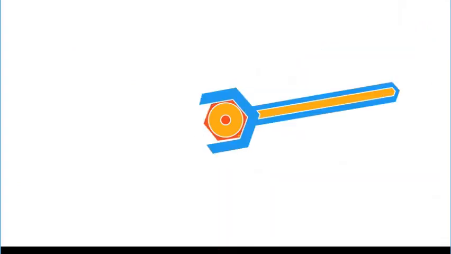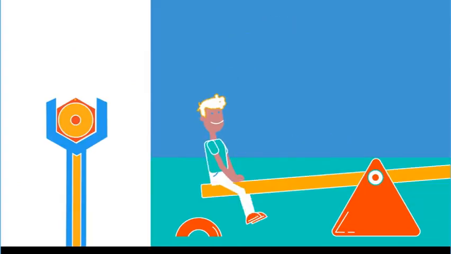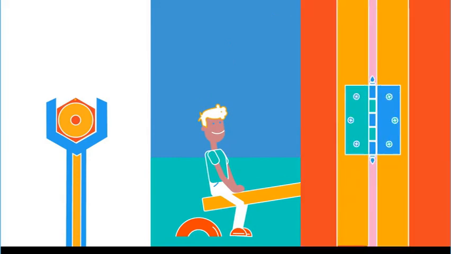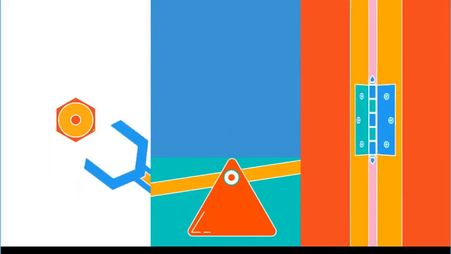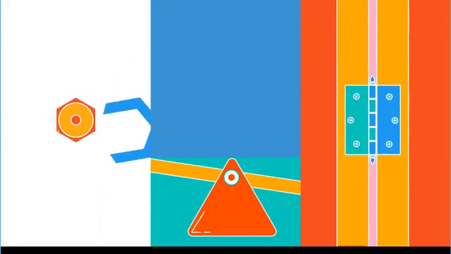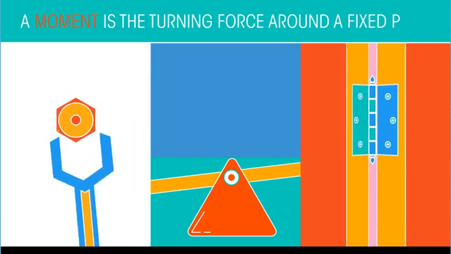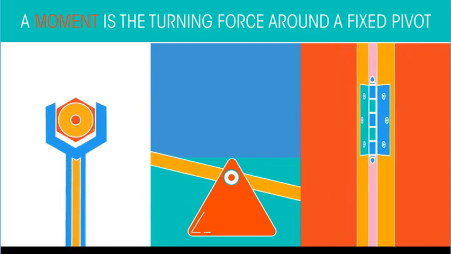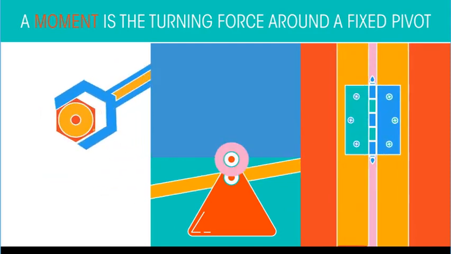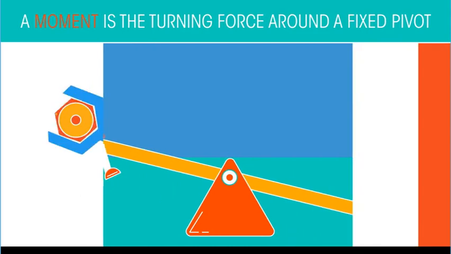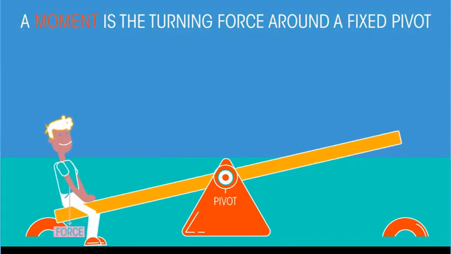Think of a spanner loosening a fixed nut, or a child on a seesaw, or a door opening around a fixed hinge. All of these things are connected by something called moments. A moment is the turning force around a fixed pivot. The pivot is the nut, or the middle of the seesaw, or the hinge. We can have one moment acting, which results in a turning force.